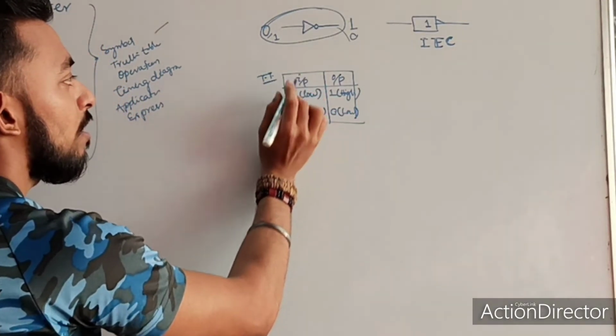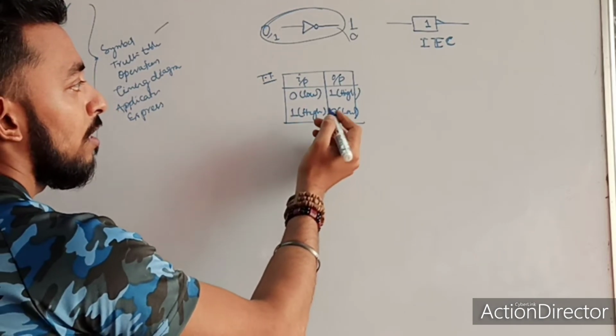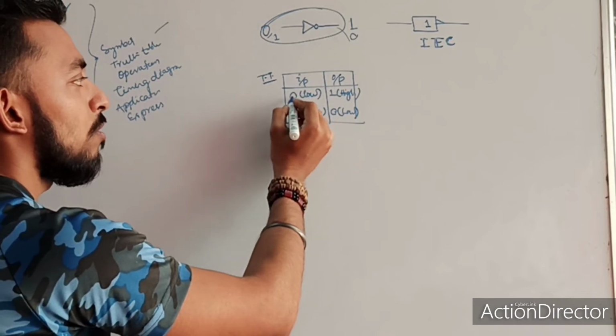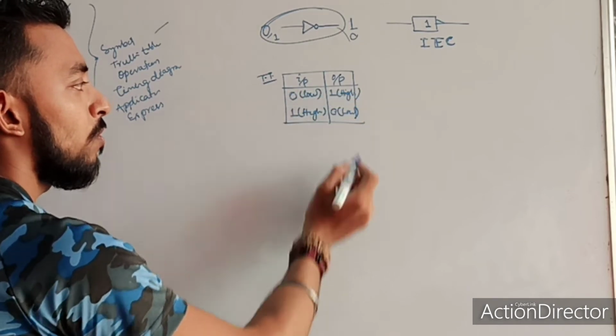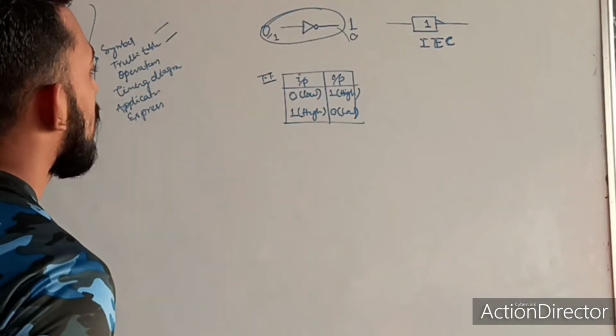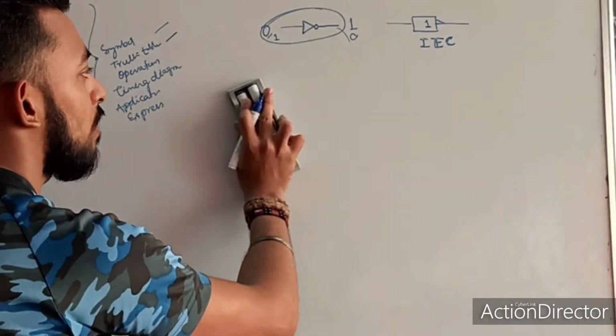This gives the relation between input and output. It tells that my output will be 1 when my input is low. When my input is low, then only my output will be 1. Okay, so this is the truth table of this inverter. Now we'll see how this inverter operates.